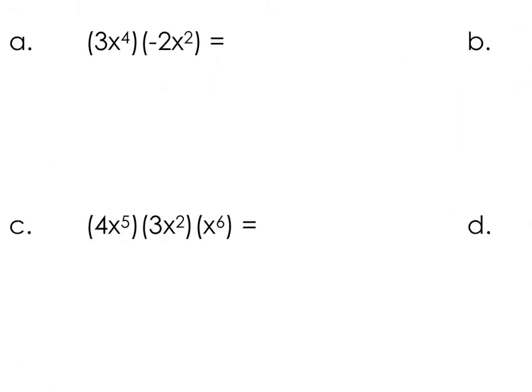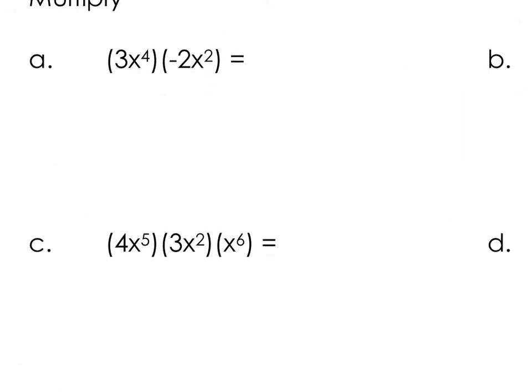We know that when we're multiplying, it doesn't matter the order in which we multiply. So we could think of this as 3 times negative 2. Let's put the numbers together, and x to the fourth times x squared. 3 times negative 2 is negative 6. X to the fourth times x squared.